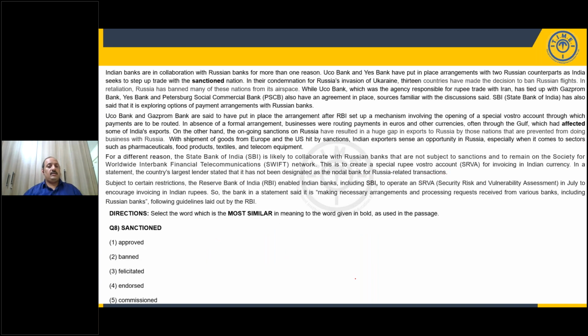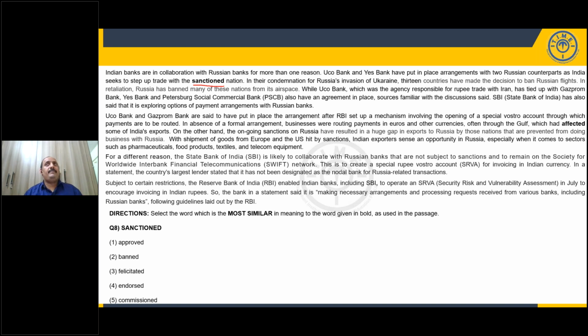Okay. Now the vocab questions within the passage. Select the word which is most similar to the word given in bold. Sanctioned. Where is sanction given? Out here. Now luckily such words are always in bold, so we can quickly locate them. So UCO Bank and Yes Bank have put in place arrangements with 2 Russian counterparts as India seeks to step up trade with the sanctioned nation. In their condemnation for Russia's invasion of Ukraine, 13 countries have taken the decision to ban Russian flights. So your sanctioned is more in terms of ban.